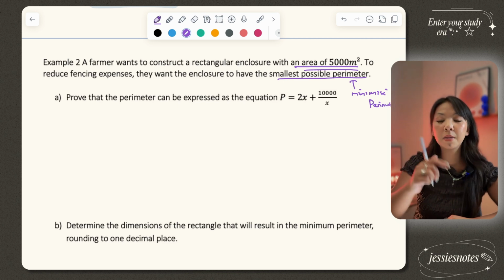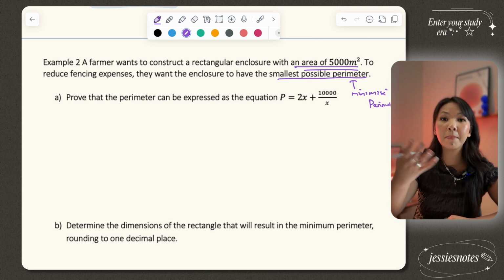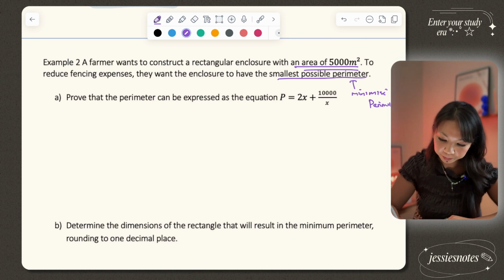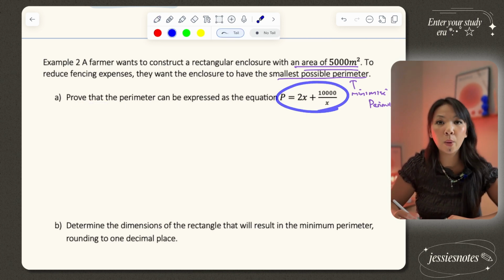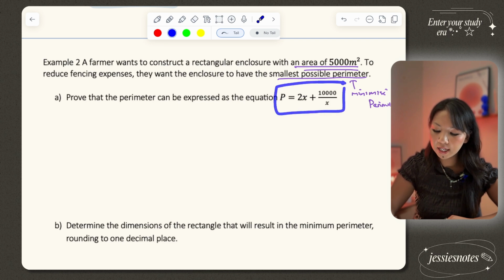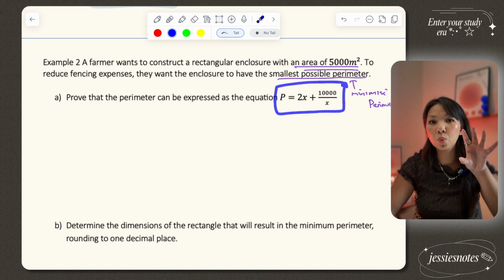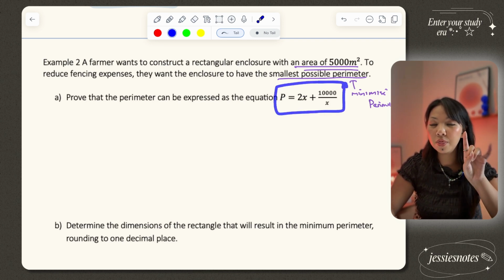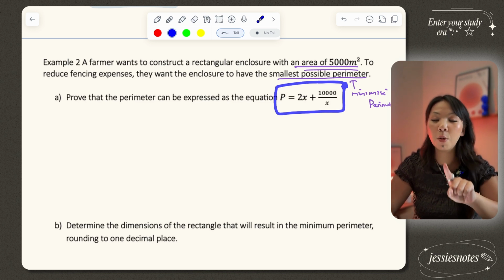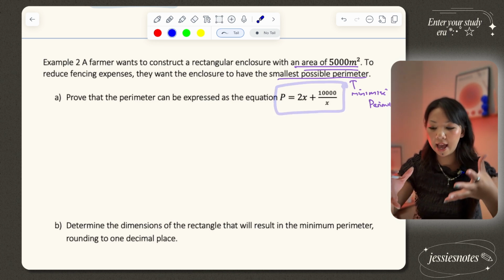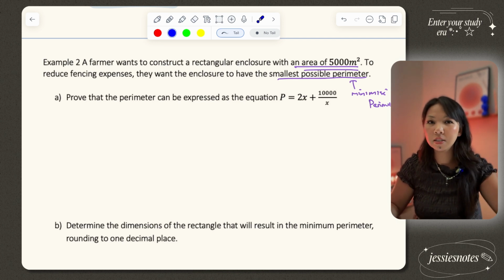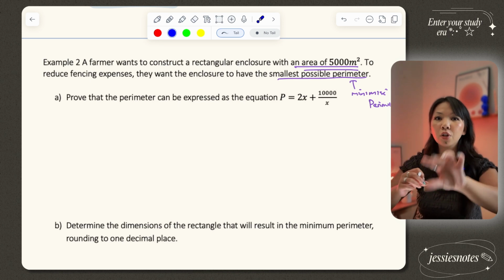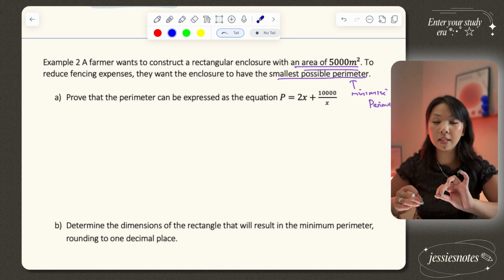You see, that's my first step, is to figure out what is the quantity and am I minimizing it or maximizing it? Next, it says prove that the perimeter can be expressed as the following equation. So the good thing is they've given us something to work towards, but this is actually the hardest part of any optimization question, figuring out how to create that equation. The calculus part is the same for every single question, but this part here, you've got to draw on different knowledge from all different areas in math.